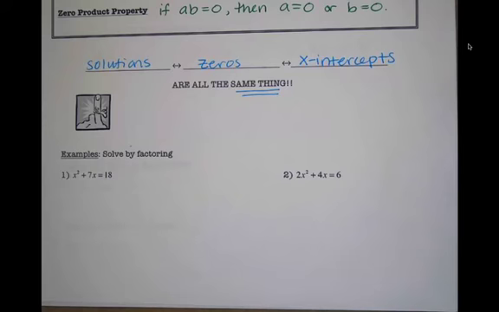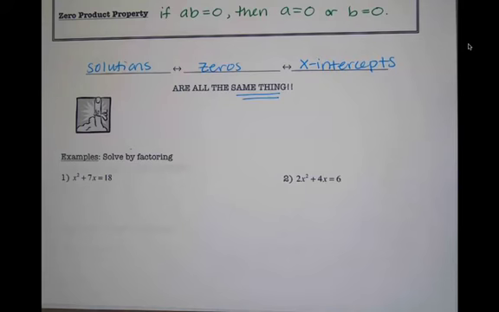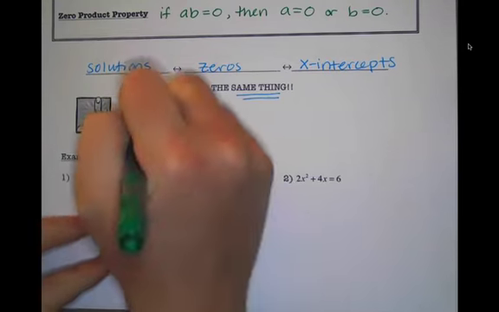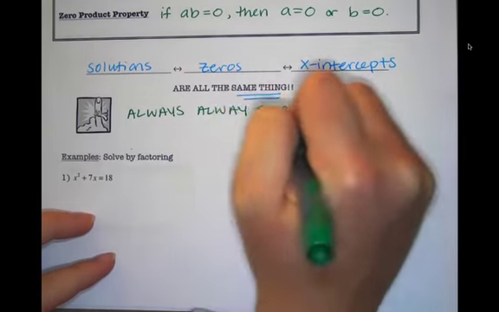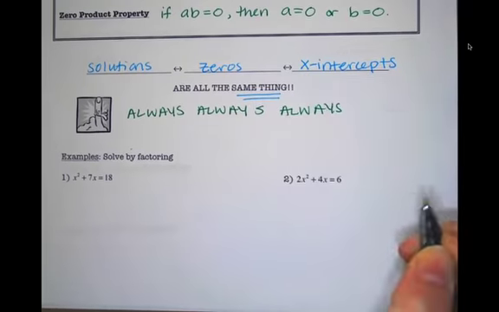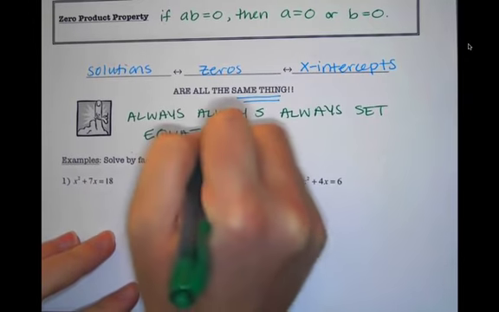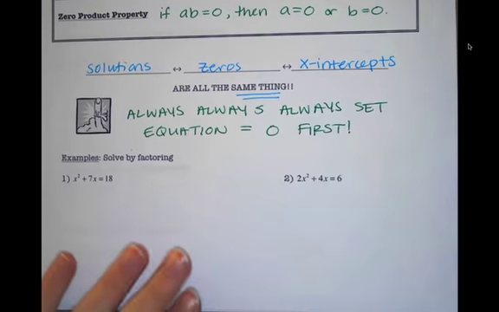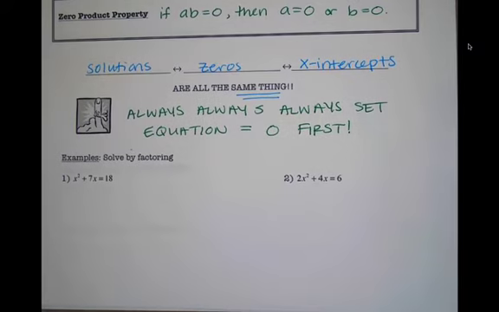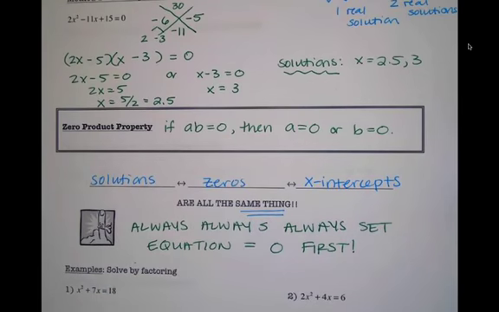Okay, and then the last thing I want you to remember before we try some examples is that you always need to set the equation equal to 0 first. Okay, that's very important to remember. And the reason that we need to do that is because we're using this zero product property. So this will only work. I can only set the factors equal to 0 if the whole equation is equal to 0, because the same thing doesn't happen for other numbers.